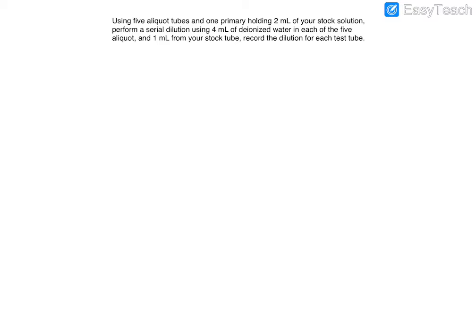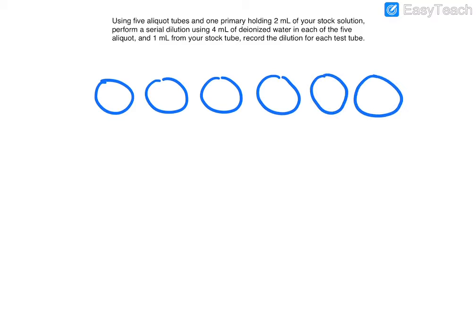So when you're just starting out and you're learning how to do serial dilutions, it's easier to just draw the process. So what we have here, we have 1 primary holding tube and 5 aliquot tubes. So that is 6 test tubes. I'm just going to draw them as circles for a demonstration. So we know that our primary holding tube has 2 milliliters, and the 5 following aliquot tubes are holding 4 milliliters each.